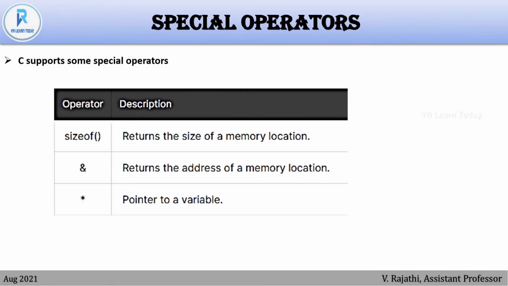And special operators. Some special operators are sizeof, ampersand and asterisk. Asterisk is used for both multiplication and pointer. The only difference is, if asterisk has two operands, that is multiplication. If it has only one operand, it is called a pointer. Pointer is a big chapter, we will discuss it later.